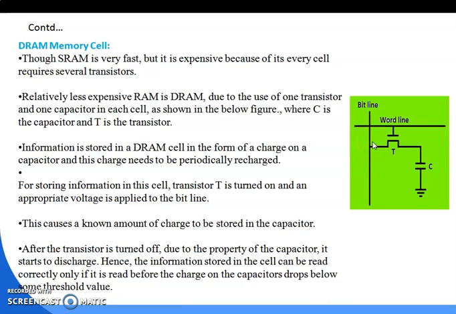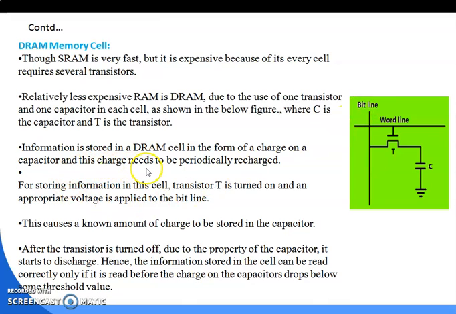Though SRAM is very fast, it is expensive because its cell requires several transistors. SRAM is very costly because of the number of transistors used. In a DRAM, relatively, there is the use of one transistor and one capacitor in each cell, as shown in the figure below, where C is the capacitor and T is the transistor. This is the word line and this is the bit line.